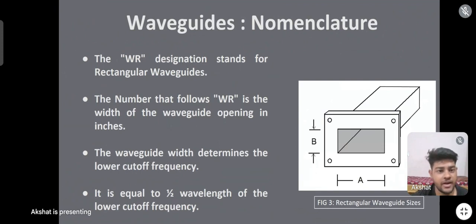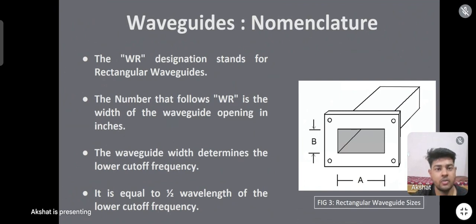Waveguides are divided into various types, and we will be discussing rectangular waveguides, which is a classification made upon the type of cavity. On the basis of cross section, waveguides can be classified as rectangular waveguide or circular waveguide.